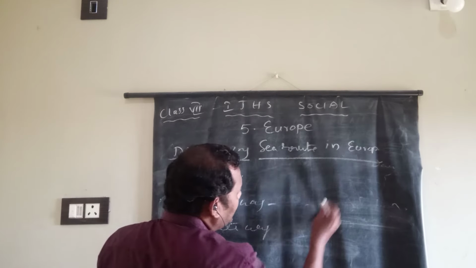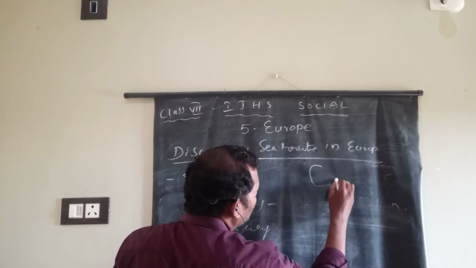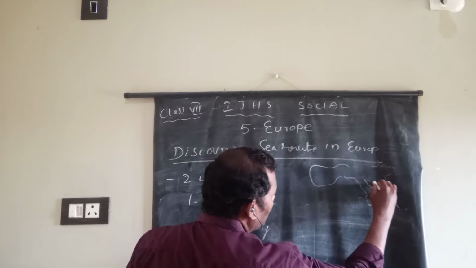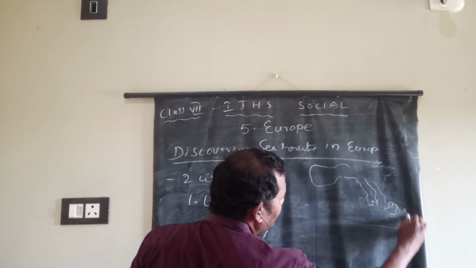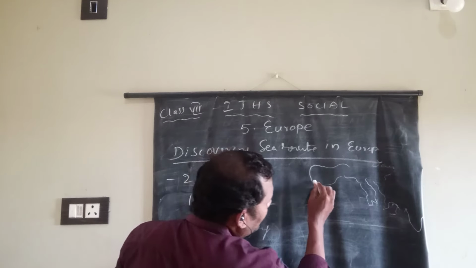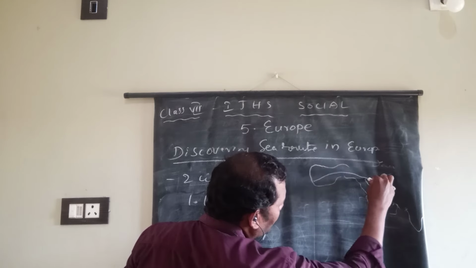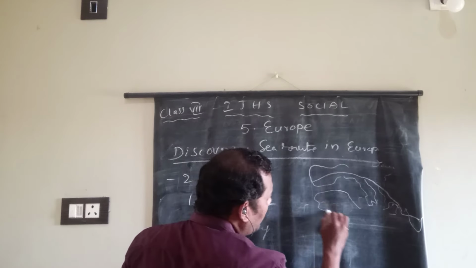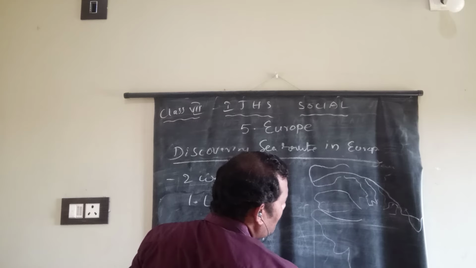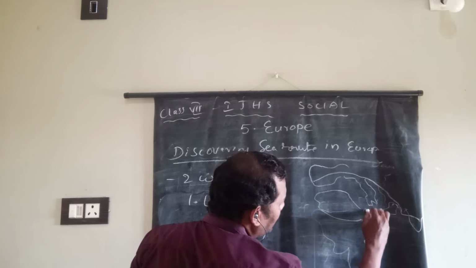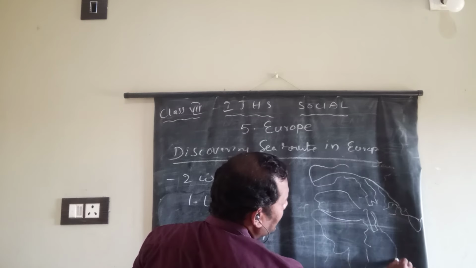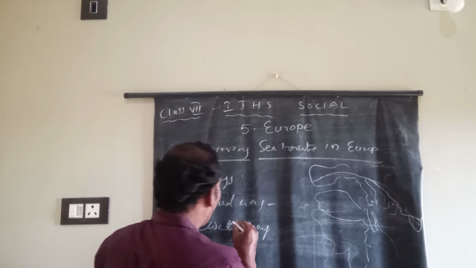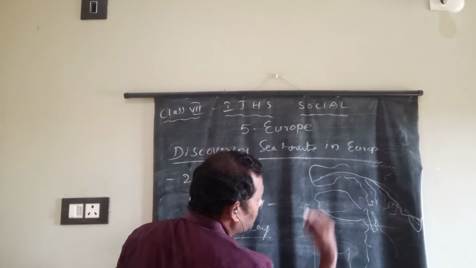Land way means how they reached. This is Europe. Here are Iran and these countries, India here. They reached by the land way through Iraq and Iran to India. And another one, this is the Mediterranean Sea, through the Suez Canal. Okay, this is one of the land ways. Second one is the waterway through the Mediterranean Sea.